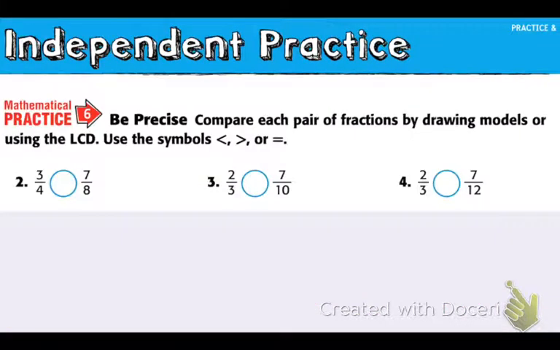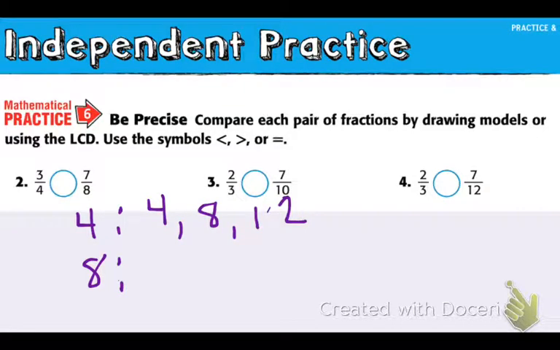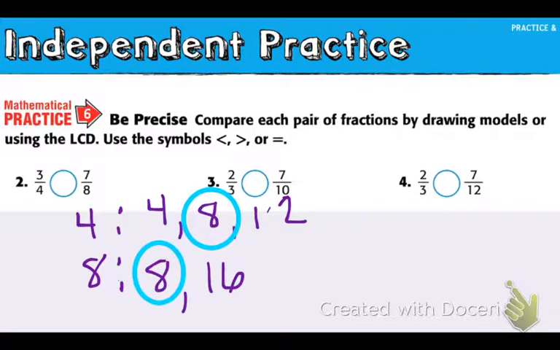All right, independent practice. Let's go ahead and start with number 2. I need to list the multiples of the numbers on the bottom, the denominators. And the multiples of 4 are 4, 8, 12. Again, I'm looking for the smallest one they share. I can go ahead and stop. I found the one they share.